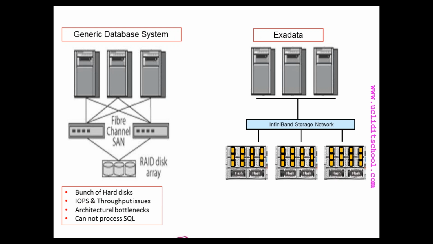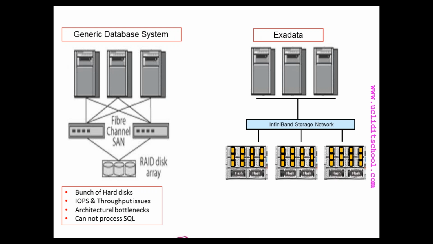So if you compare a generic database system with Exadata, the generic system uses general storage. This storage, the SAN storage or NAS storage or any other storage, is not designed for Oracle database, right? They are designed as general storage, which allows you to store any type of data. So the generic systems use SAN storage, which is a bunch of hard disks behind the SAN controllers. And in SAN environments, we have I/O issues, we have throughput issues because your data is accessed over the network. So the network will limit the I/O performance.